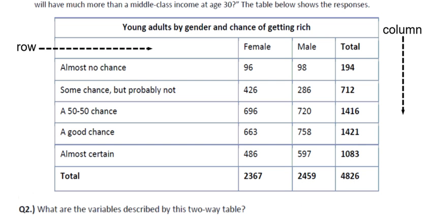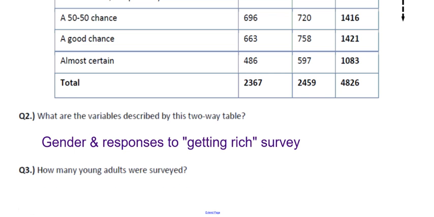We have a total row and a total column, and you won't always have those numbers in your table. Sometimes you'll have to add up to find them. This example has it done for you, so it's 4,826 young adults.